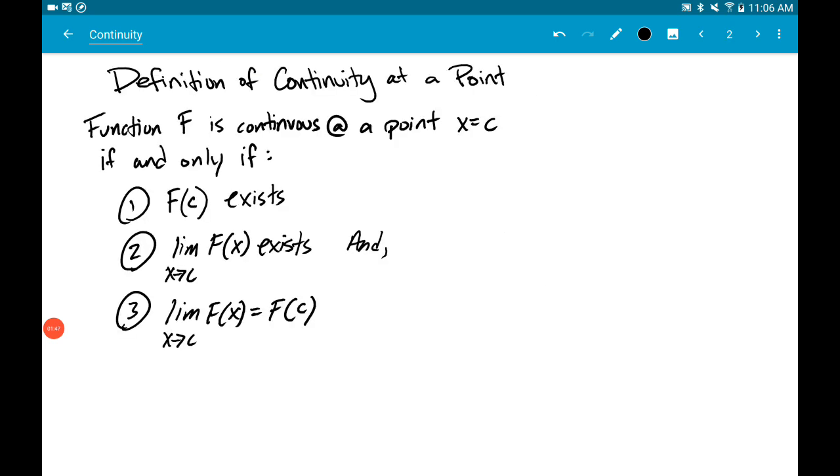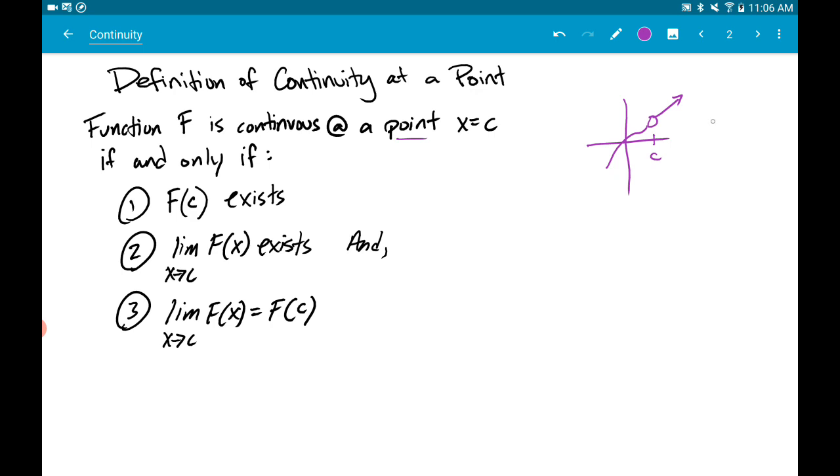All right. So definition. And if I go too quick, feel free to pause this and jot it down. This is a definition you want to know. It says that function f, generic function f, is continuous at a point. We're talking about at a specific point. X equals c if and only if the following are met. So f of c has to exist. So if you have a hole at c, this fails step one. There's a hole there.